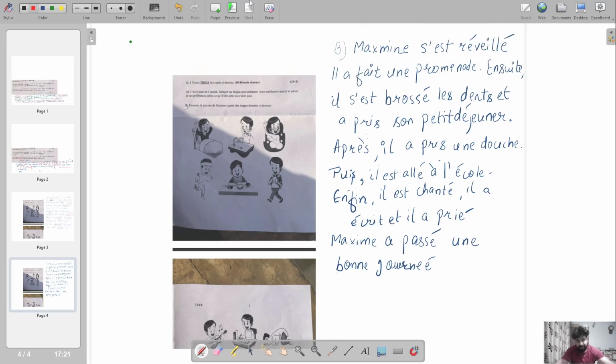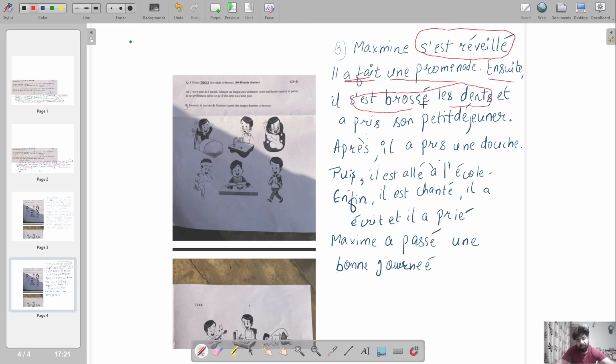So how exactly it starts is, I use this word "se lever." It basically means to get up. Then "il a fait" basically means to do or to make a promenade. So he made himself walk. That's why I wrote "il a fait." Ensuite, then I'll say "il se brosse les dents."